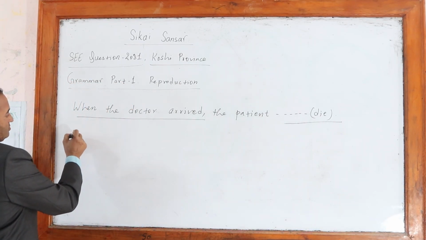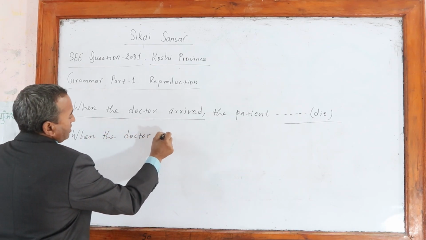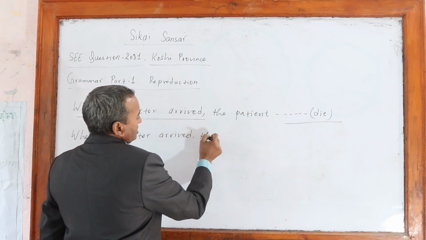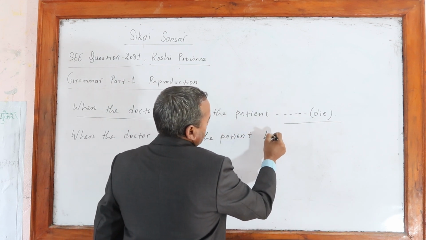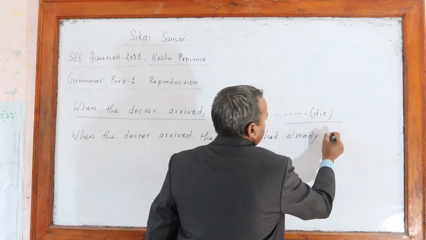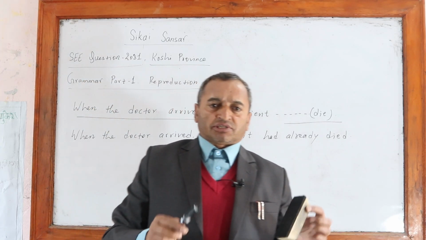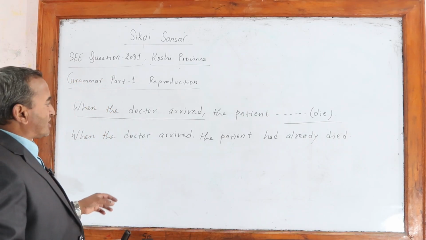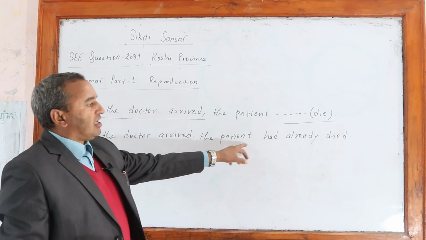Look, when the doctor arrived, the patient had already died. So mainly already, just, etc. are used in perfect tenses. So supplying already becomes more effective here. So let's look at it: when the doctor arrived, the patient had already died.